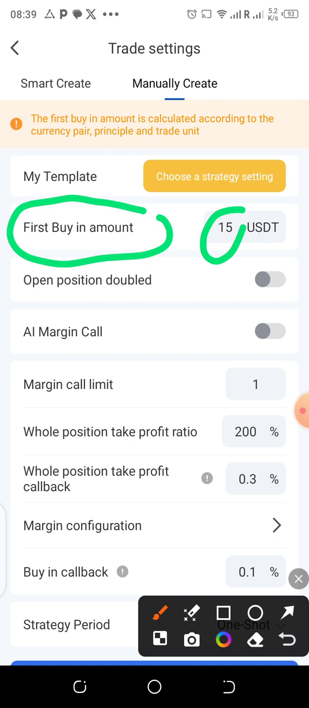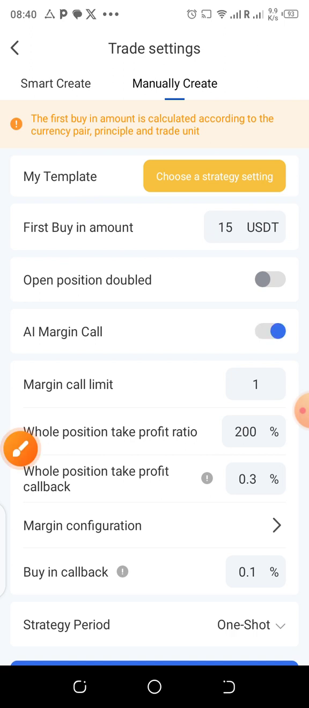AI margin call, you can turn that one on. It is okay to turn that one on. So let's turn it on. What does it mean? When the market drops, the robot will always buy at a right time. It is following your settings, but it is always the robot that takes the decision when to buy and when not to buy. So it helps a lot, the AI margin call.